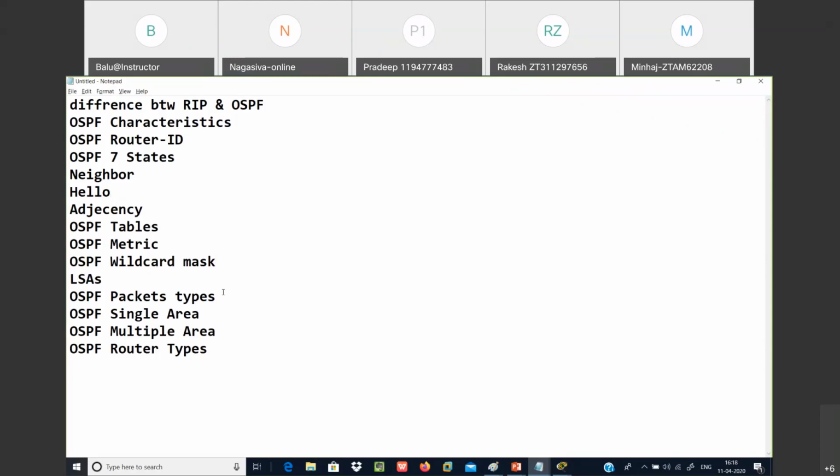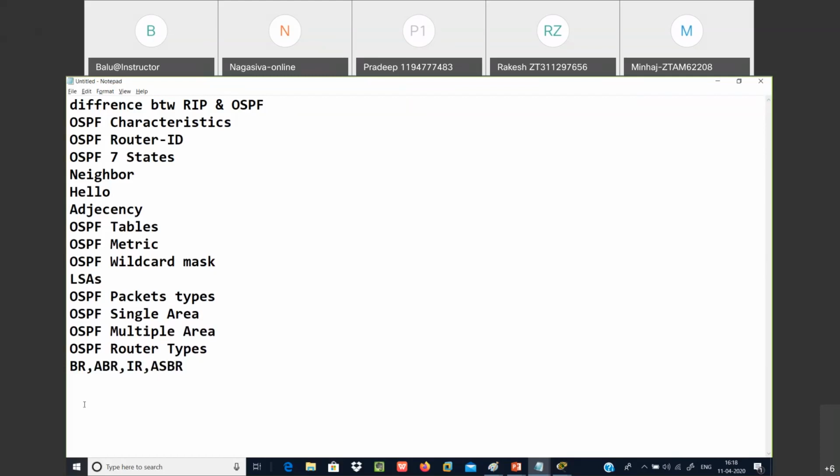Wildcard mask, okay, and single area. What are the issues of a single area? All branches run out of memory because the routing table is too big. To avoid this type of issue, OSPF hierarchy designs a single area into multiple areas. When you design multiple areas, one should be the backbone area. The backbone area router we call BR. OSPF router types are: backbone router, area border router, internal router, and ASBR, the autonomous system border router, right?